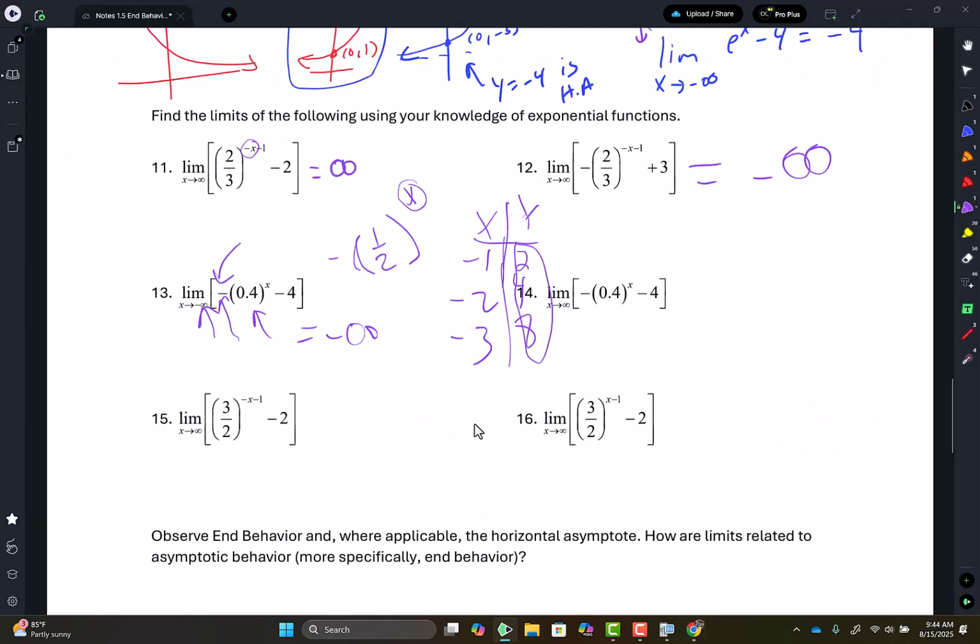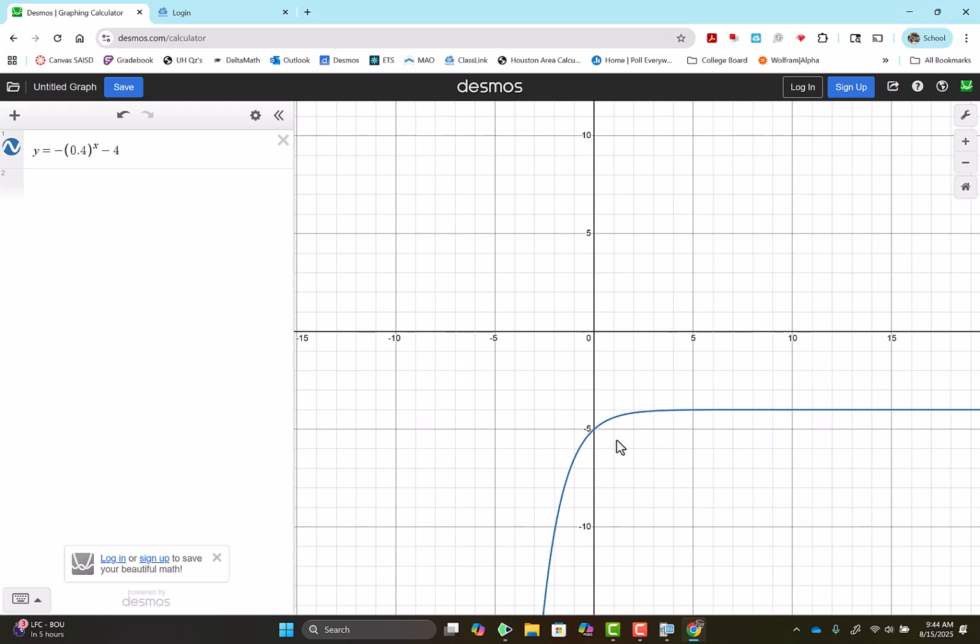All right, so let's see this one. Now I'm approaching positive infinity. So this part, what I circled, is going to be approaching 0. And then when I subtract 4, this is going to be approaching negative 4. I already have the graph right here, so you can see that it is in fact approaching. Chop, how do you know that's negative 4? Y equals negative 4. It is in fact approaching that green line.